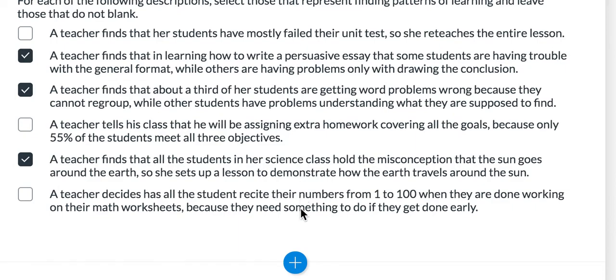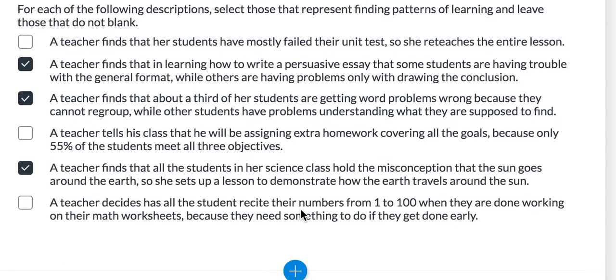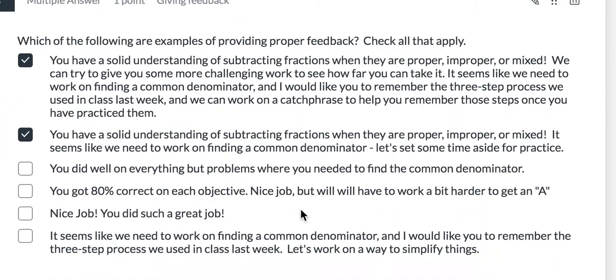A teacher decides that all the students should recite their numbers from 1 to 100 when working on their math worksheets. We've seen this in the video. Because they need something to do if they get done early. That has nothing to do with finding patterns. It's just an extra busy work task.